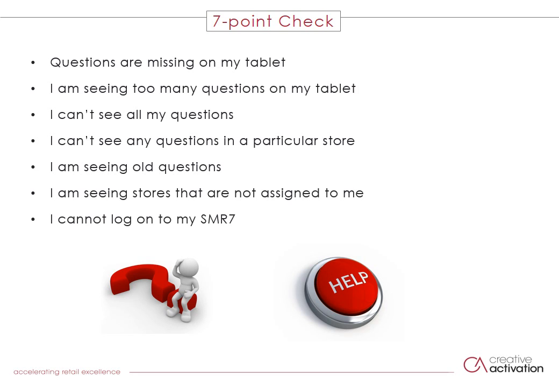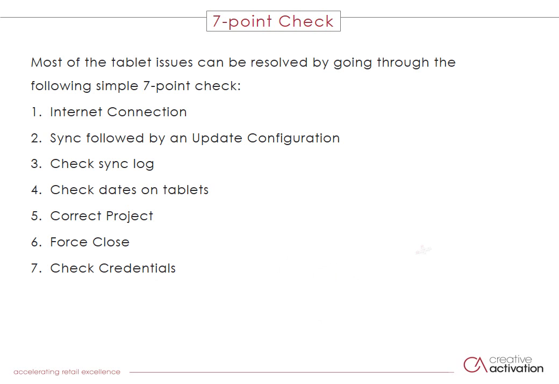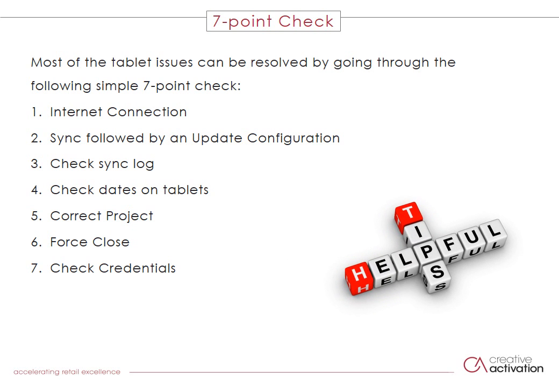Some issues might need you to try more than one of the correction processes, as some problems will require investigation from different angles to diagnose and rectify. These are the 7 checks that reps should complete before escalating their issue. Making sure that the internet connection is working, the correct order of sync and update, checking of the sync log, making sure that your tablet has the correct date and time, making sure that you're working in the correct project, force closure of the application, and checking of your credentials.